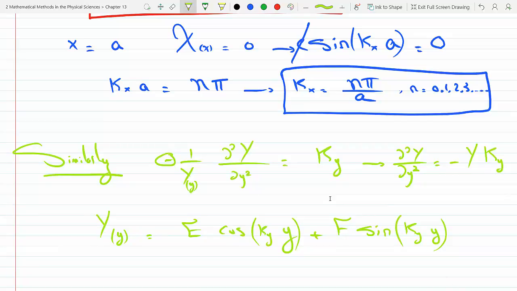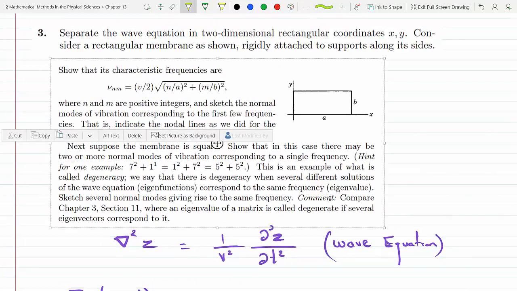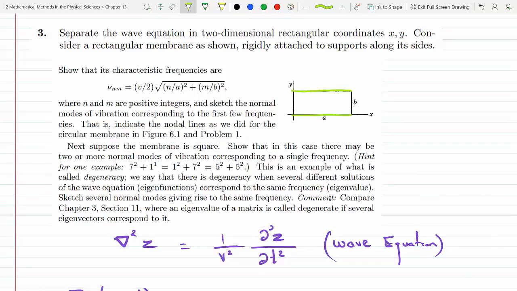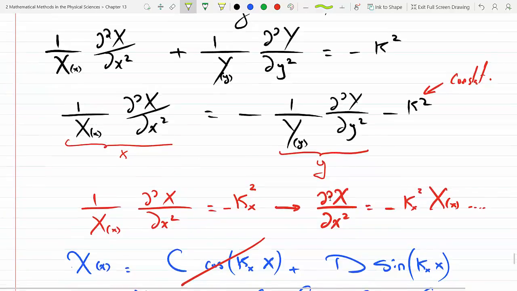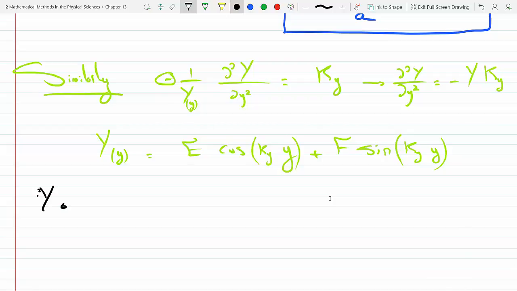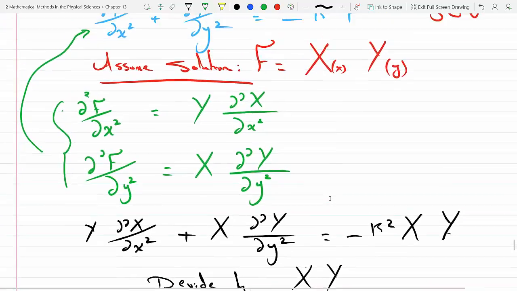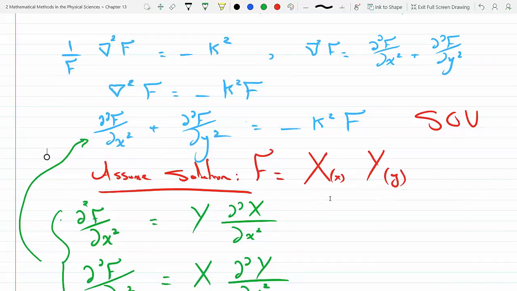And let's use the boundary conditions. Again, it's fixed on the edges. So just like in the x, it was fixed at x equals 0 and x equals a, here it's fixed at y equals 0 and at y equals b. There's no vibration along the edges. So let's invoke boundary conditions. That means Y of 0 has to equal 0 for the f to be 0, right?